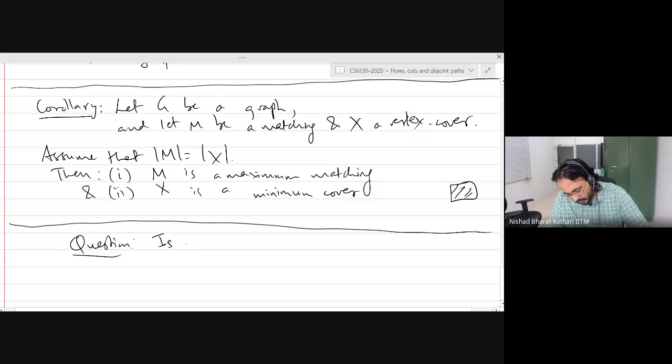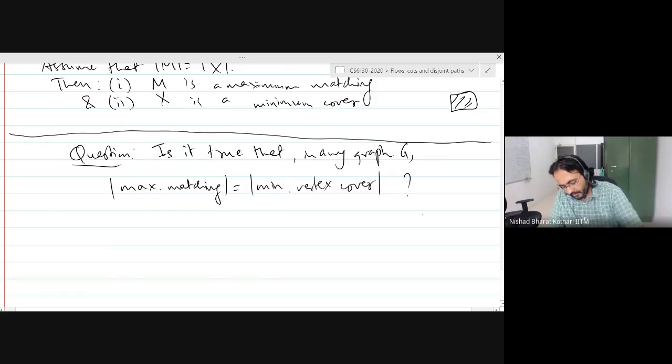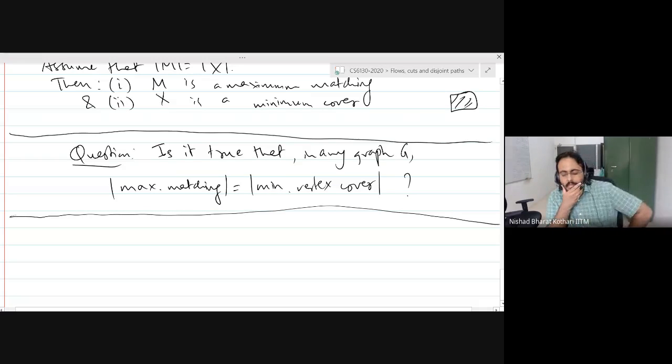Is it true that in any graph G, the cardinality of a maximum matching is equal to the cardinality of a minimum vertex cover? So what do people think? Is it true that in any graph in the world, the cardinality of the maximum matching is equal to the cardinality of the minimum vertex cover?